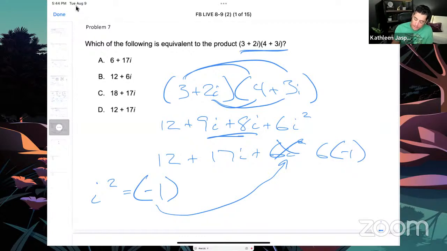And then I have 12. I'm gonna write this over here. I didn't realize I was going to do that big arrow.